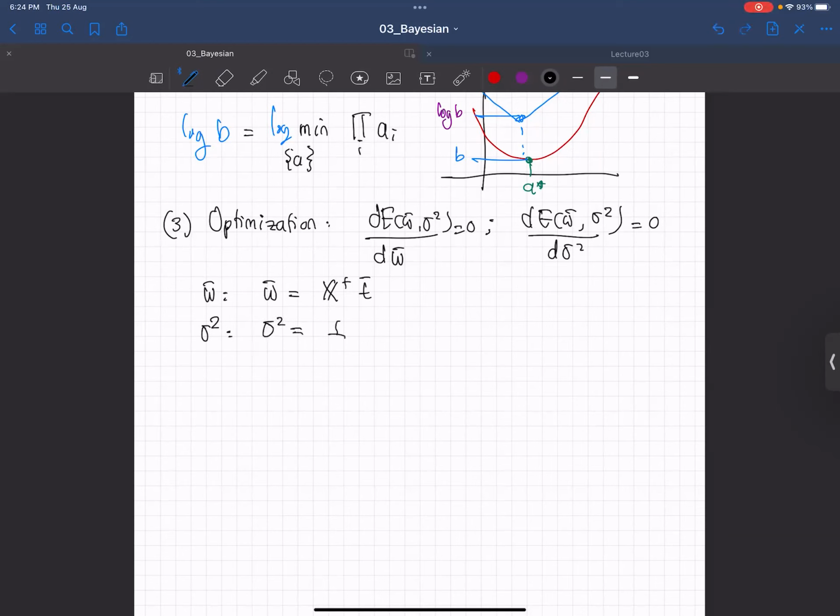sigma square equals to 1 over n sum over n of W transpose xn minus dn squared, which looks nice because we can get sigma square, and sigma square is important, right? Why is sigma square important to get? Why does sigma square matter here? It gives you the uncertainty value. Why does that give you the uncertainty value?